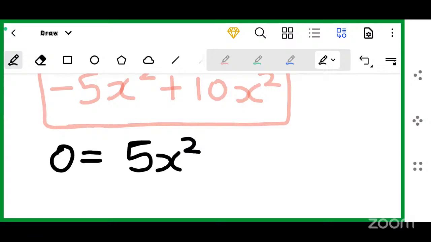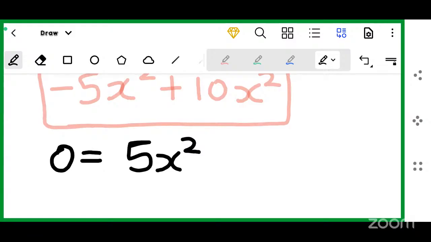Yes, ma'am, because if you open a bracket and say negative 5 plus 10, close bracket to the power 2, because both x to the power 2 is the same, you just write 1. So, ma'am, if you say negative and positive, it's going to give you positive. You have to take the sign of the bigger number. So it's going to give you 5x to the power 2. Perfect.